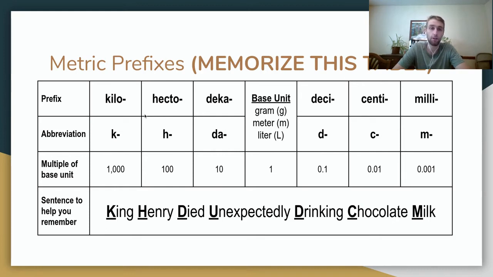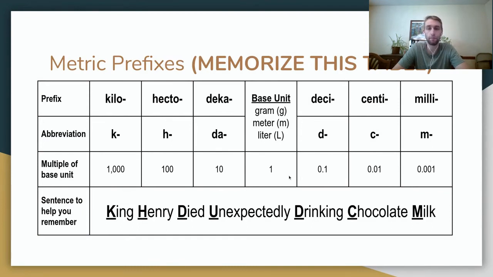So you're going to have to know all these prefixes in order, and you're going to have to know what the shorthand abbreviations are, and you're going to have to know what these numbers are. The good news is each one is just a multiple of 10. So if we start at 1 in the middle and you go left, it's just times 10, times 100, times 1,000. To the right, it's just divided by 10, divided by 100, divided by 1,000.